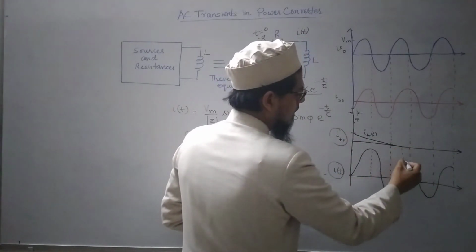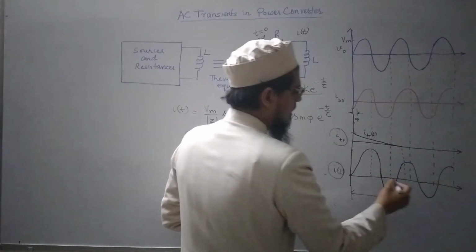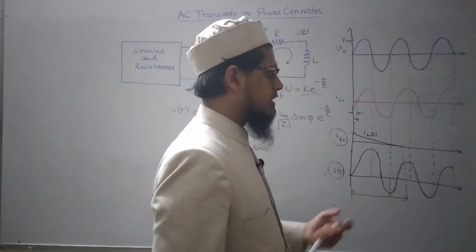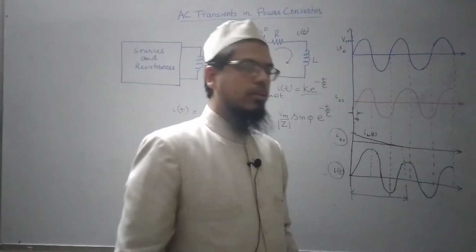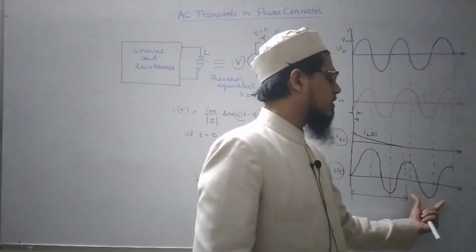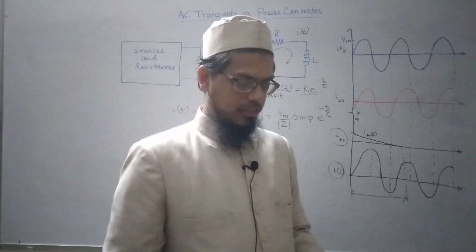The duration till here will be having a prominent appearance of the transient in the current, and since after this time the transient has died down, the resultant current would be similar to the steady state current.